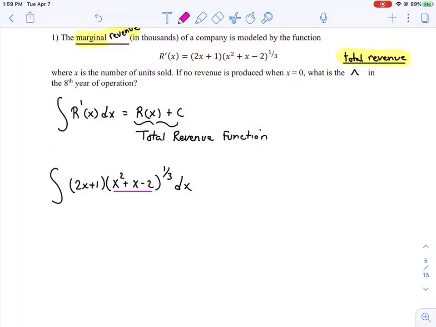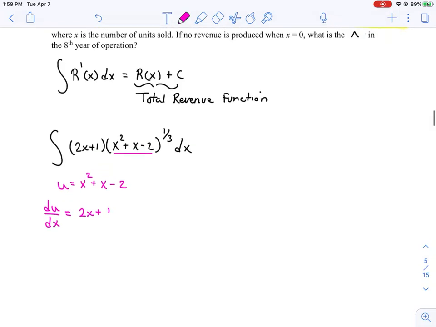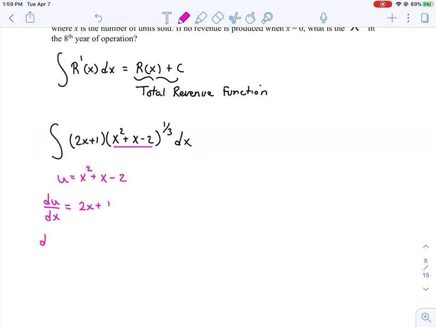We're going to let u equal x squared plus x minus 2. So the derivative of u with respect to x is equal to 2x plus 1. And if you multiply both sides by dx, the change in u is equal to 2x plus 1 times the change in x.